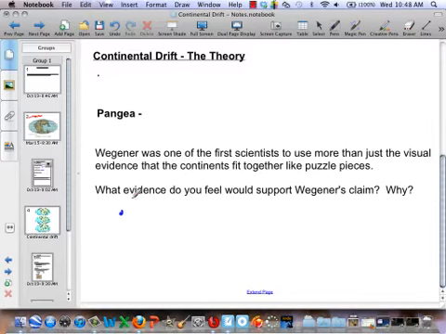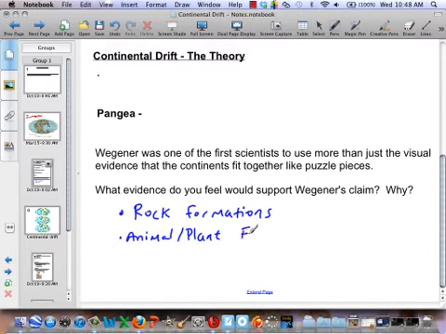Rock formations. Okay, good. We're looking for similar rock formations on both sides of the oceans. Okay, good. What else? Animal fossils. Plant fossils. So animal and plant fossils. Okay, what else? There's one more. What was it?